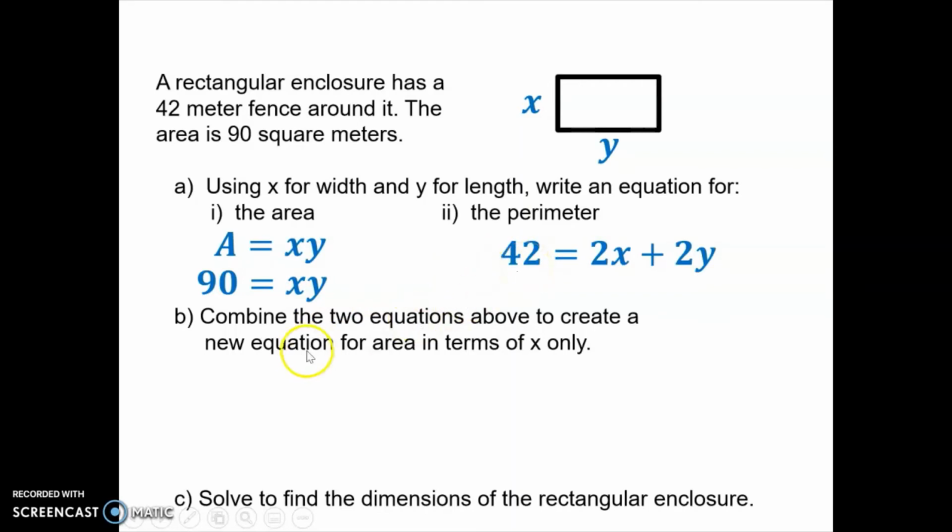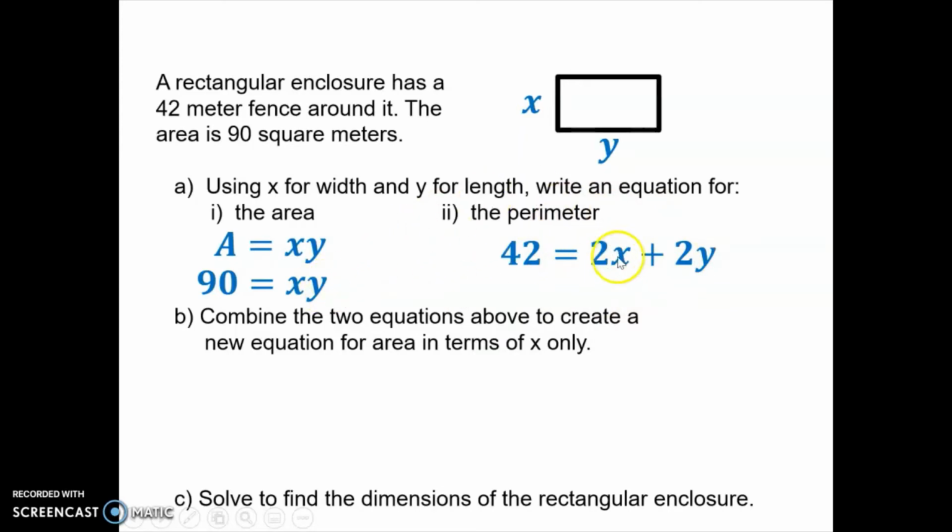So that's what it says next. Combine the 2 equations above to create a new equation for area in terms of x only. If we're going to change this area equation to be in terms of x only, that means this y has to disappear. And the only way to make the y disappear is to take this one here, solve for y, and then substitute it in there.